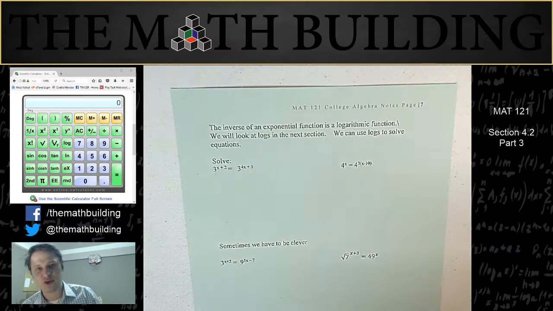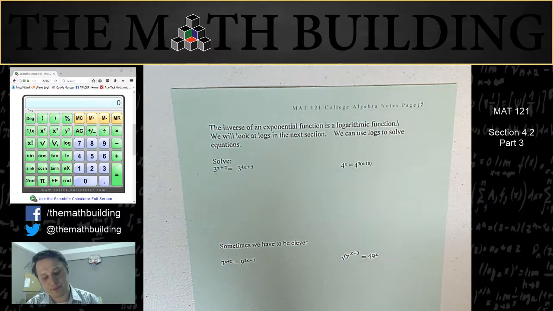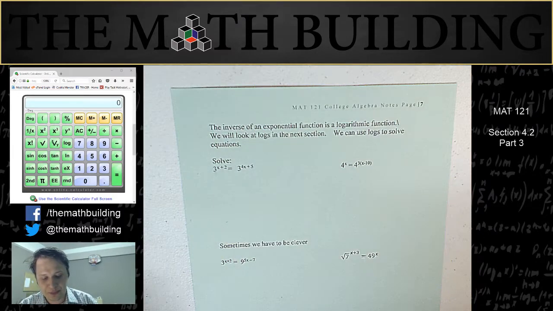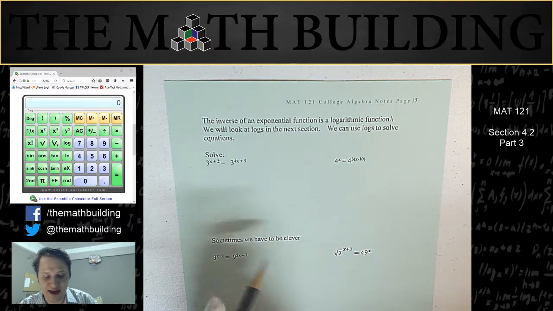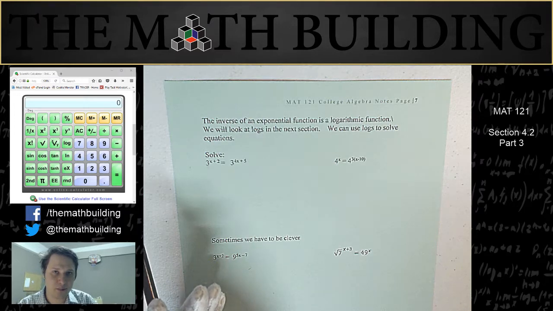In the last section, we looked at graphing exponential functions, and so now we're going to look at solving exponential functions. Take a look at this equation right here: 3 to the x plus 2 equals 3 to the 4x plus 5. So what makes this different than what we've solved so far?